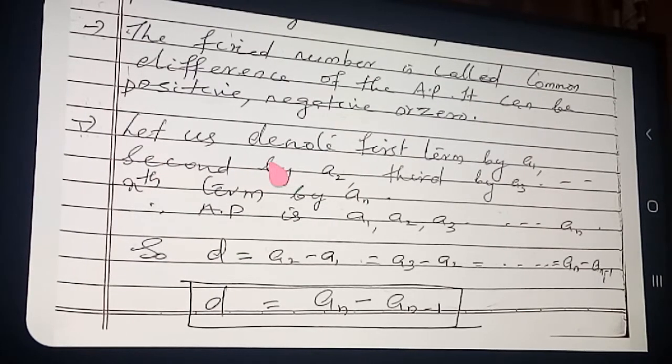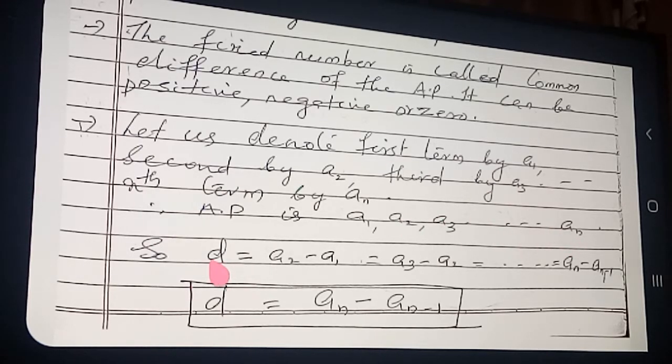Now let us denote the first term by A1 in an arithmetic progression. The first term is denoted by A1, the second term by A2, the third term by A3, and the nth term by An. So the arithmetic progression is written as A1, A2, A3, etc., An.